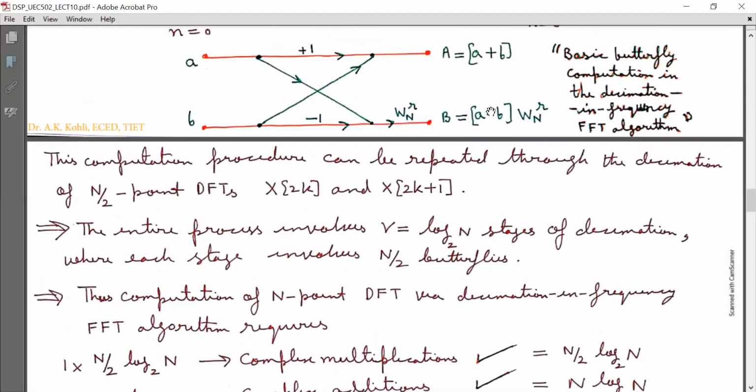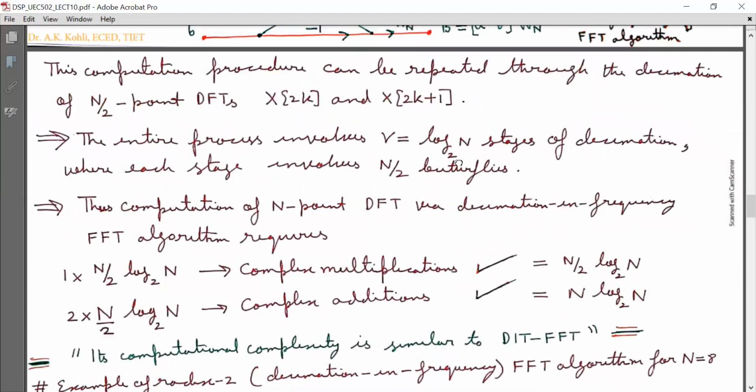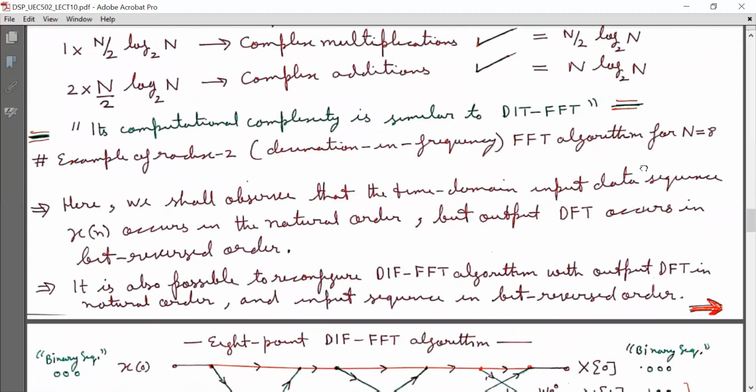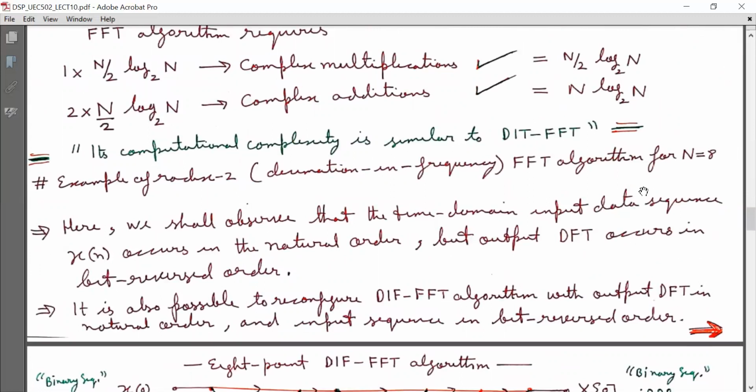In one butterfly, there are two complex additions. At one stage, there are n by 2 butterflies, and the number of stages is log 2n. So the complex additions are 2 into n by 2 log 2n, and it will give me n log 2n complex additions. Its computational complexity is similar to the DIT FFT algorithm.